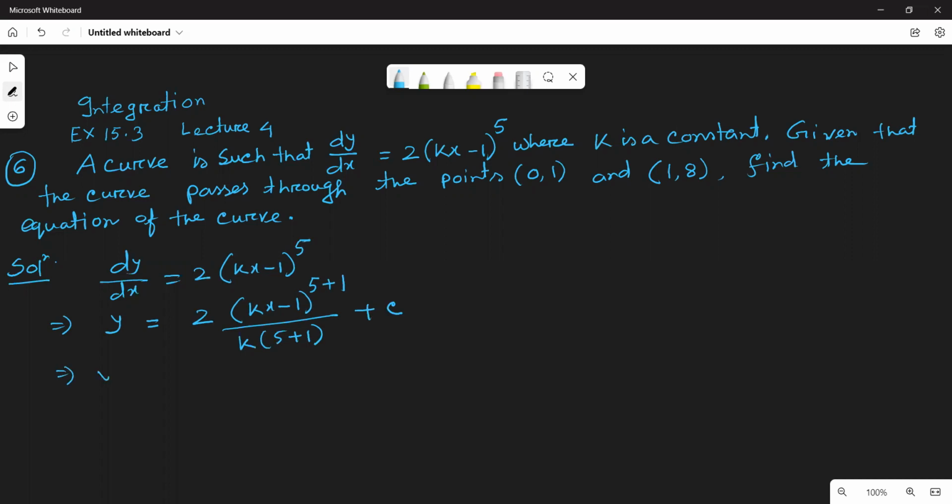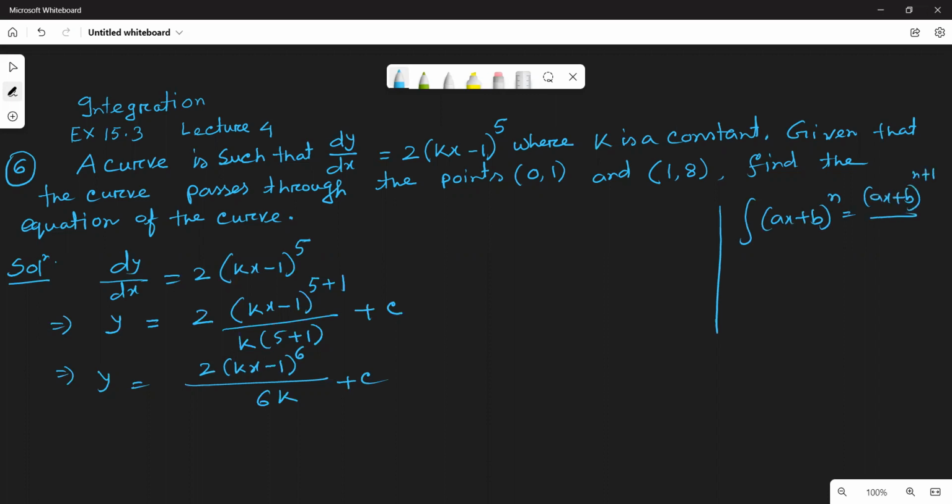So we'll get here y equals to, here it will be 6k, upper side (2kx minus 1) to the power 5 plus 1. That means 5 plus 1 means 6 here, plus c. Again, we try to write the formula here. Integration of (ax plus b) to the power n equals (ax plus b) to the power n plus 1 by n plus 1 into a, plus c.